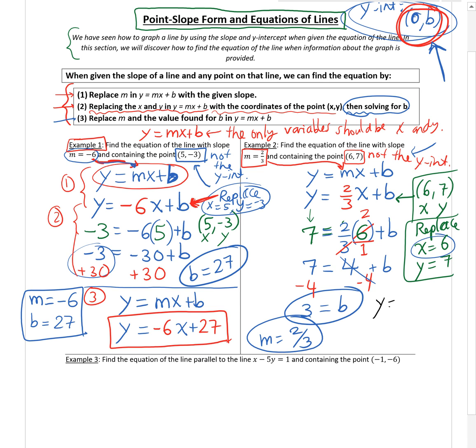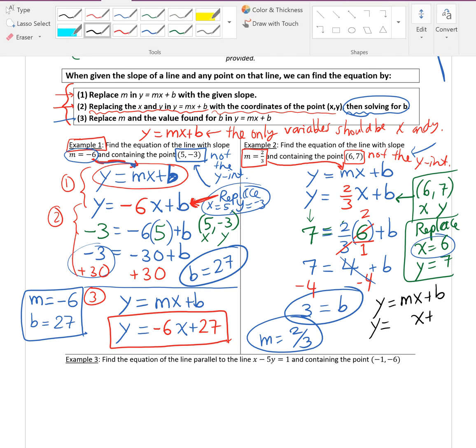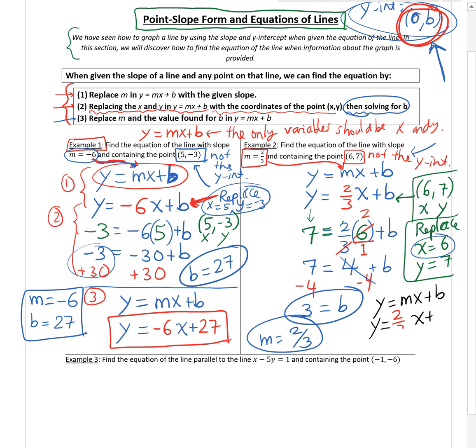Remember that the equation of the line is y equals mx plus b. So now that we know both m and b, we can replace those. M was 2/3, and b we just found to be 3. So there it is. Beautiful. That's a beautiful thing right there, you guys.